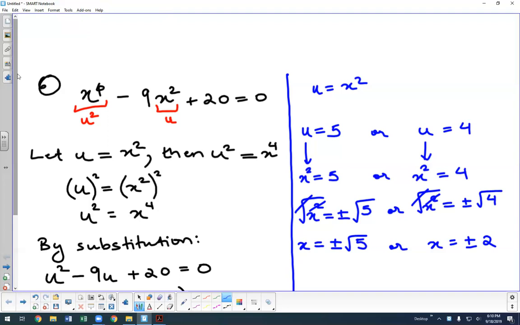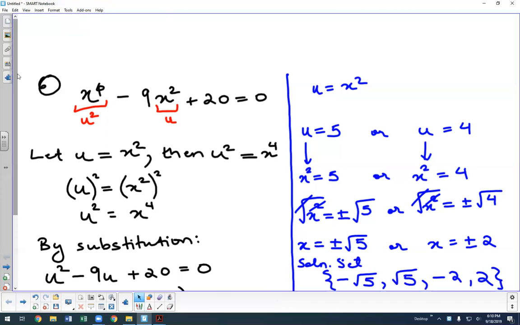So your solution set is going to be negative square root of 5, positive square root of 5, negative 2, and positive 2. And if you remember, we had also mentioned this last time, since this is a 4th degree polynomial, at most we should have 4 solutions, and you can see, of course, we did end up getting those 4 solutions in this case.